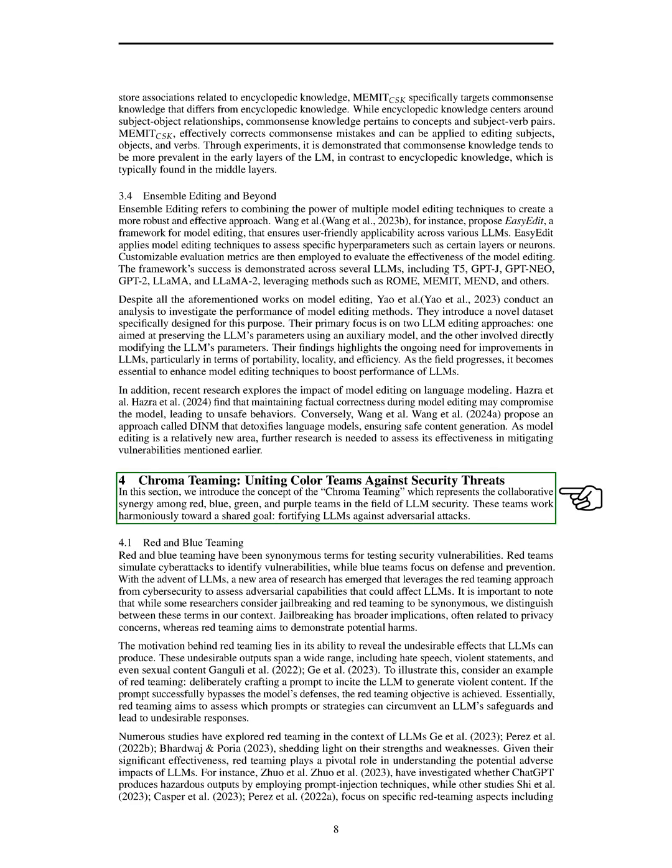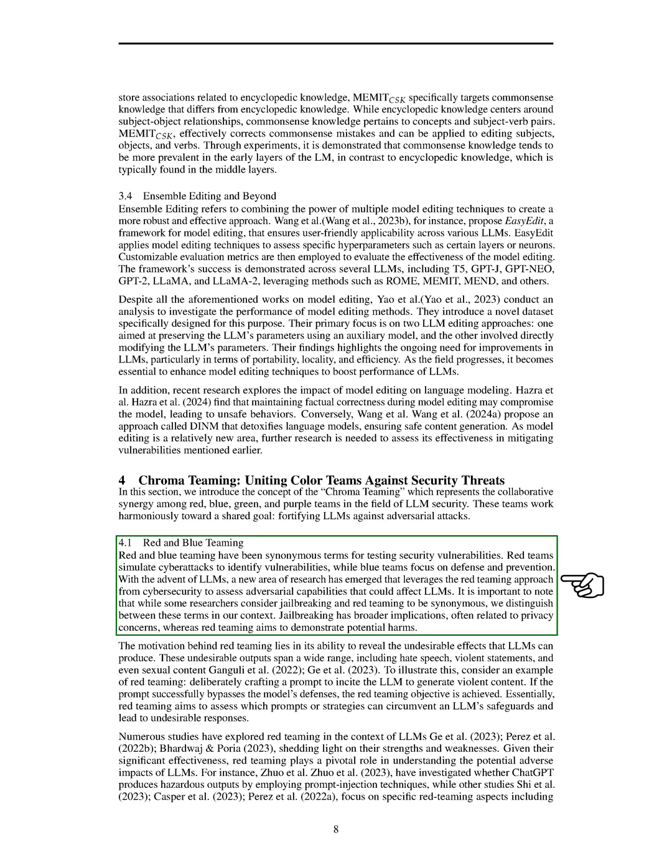Next, we introduce the concept of chroma teaming, which represents the collaboration among red, blue, green, and purple teams in LLM security. These teams work together towards a common goal: strengthening LLMs against adversarial attacks. Red and blue teaming are well-known terms in testing security vulnerabilities.